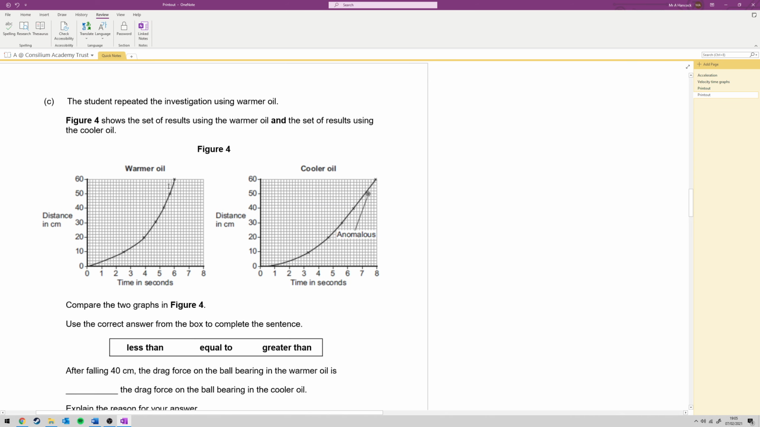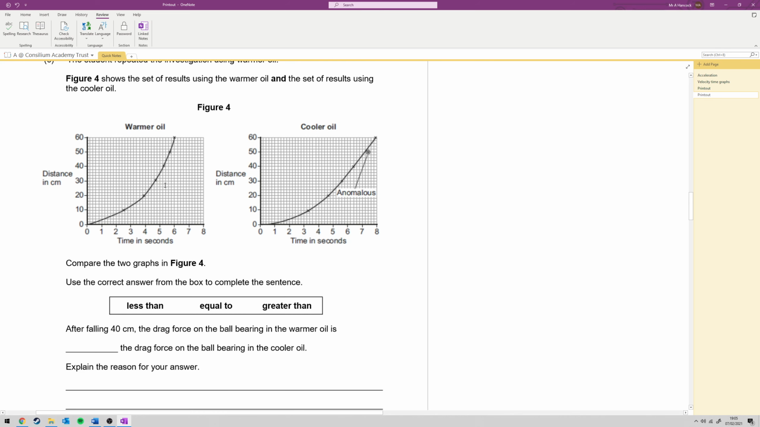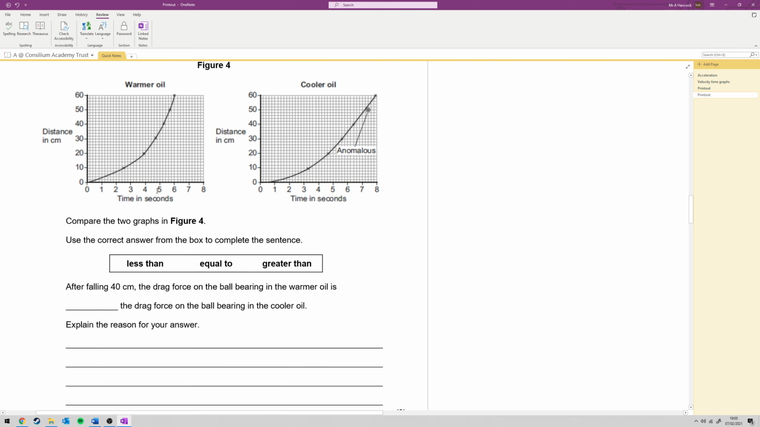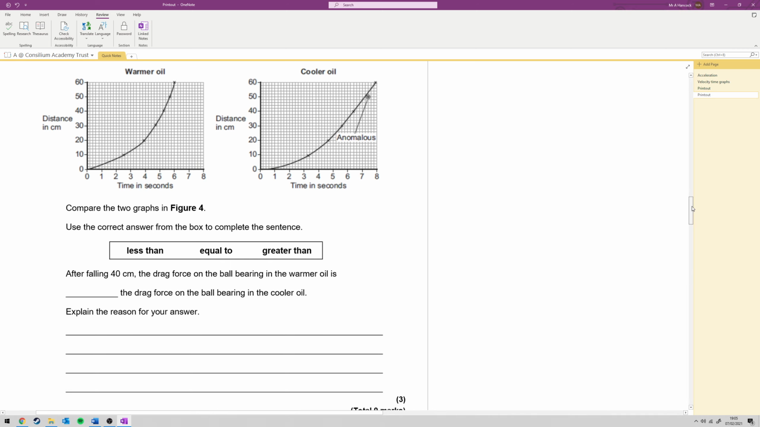Part C. The student repeated the investigation using warmer oil. Figure 4 shows a set of results using the warmer oil and the set of results using the cooler oil. Let's have a little look then. 60 centimeters is the end of the experiment. If you look at the warmer oil compared to the cooler oil, the cooler oil took almost 8 seconds for the ball to go to the bottom. The warmer oil took about 6 seconds for the ball to go to the bottom. So what you could say really is it was definitely faster in the warmer oil.